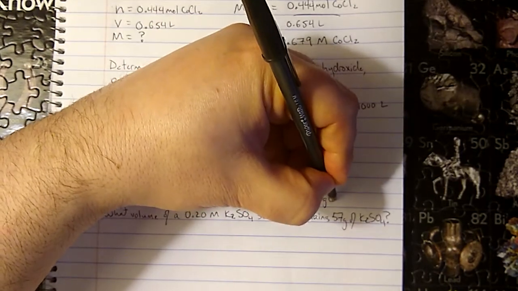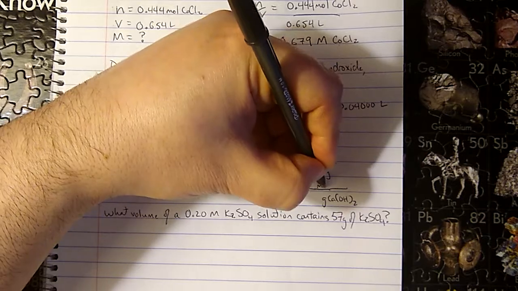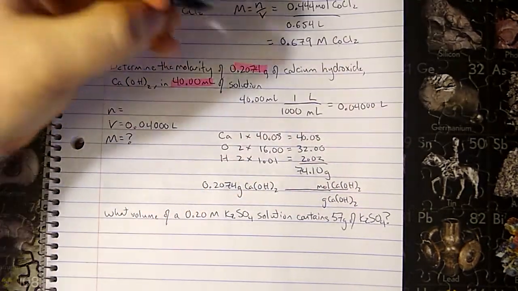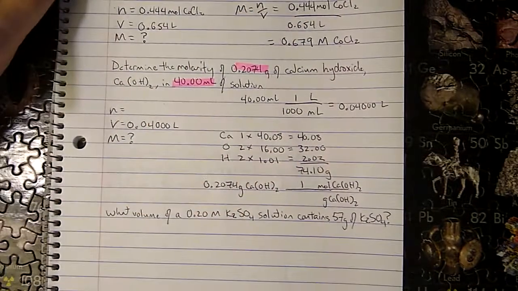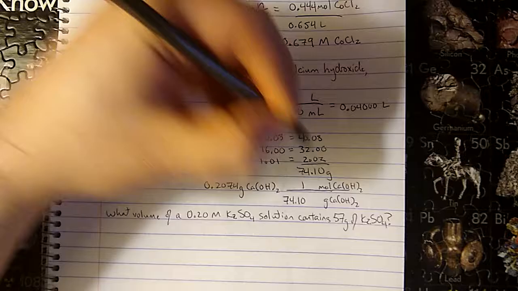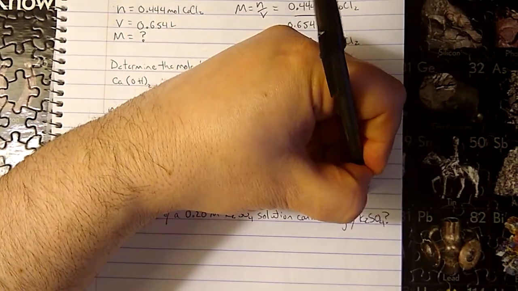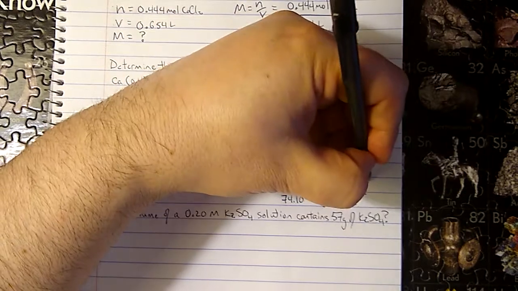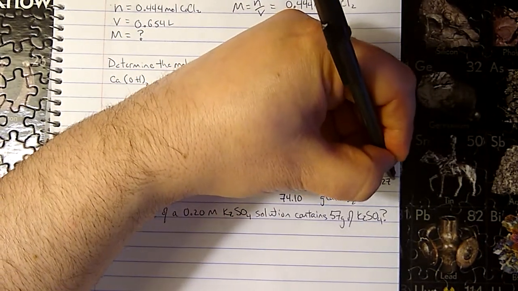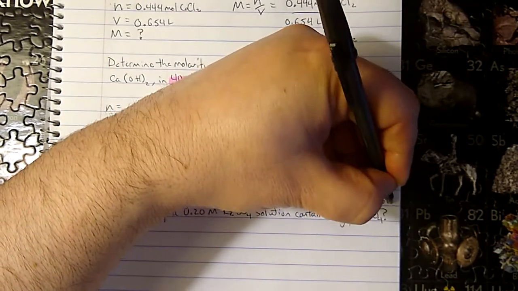I'm trying to cancel out grams and try to get moles. There's going to be 1 mole, because I'm trying to find the mass of 1 mole here, and 74.10 grams of calcium hydroxide. Do that calculation, and I'm going to get 0.002799 moles of calcium hydroxide.